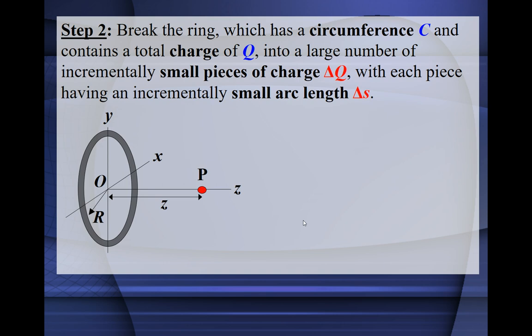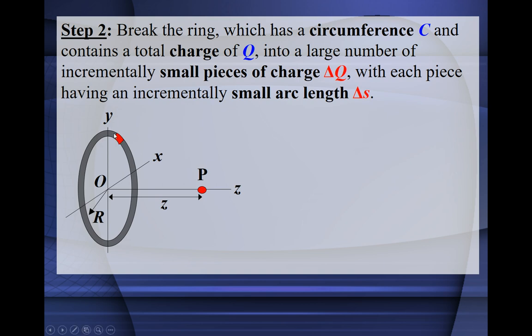Now, each little chunk, because we're looking at a curved portion of the total circumference, we're going to represent with an incrementally small arc length that we're going to represent with delta S. And each differential arc length is going to have a differential charge to it, which is going to be delta Q. So we represent this on the picture.